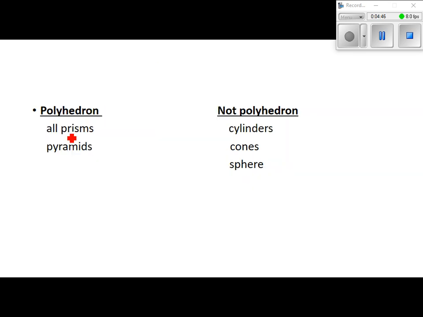Things that are polyhedrons: all prisms. There's all kinds of different prisms. We'll talk about them here in a minute. All prisms are polyhedrons. All pyramids are polyhedrons.